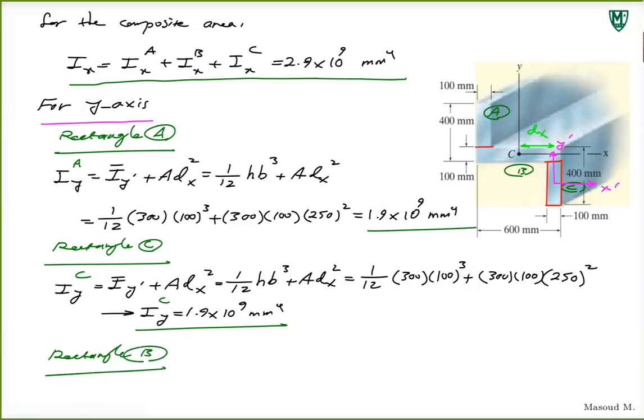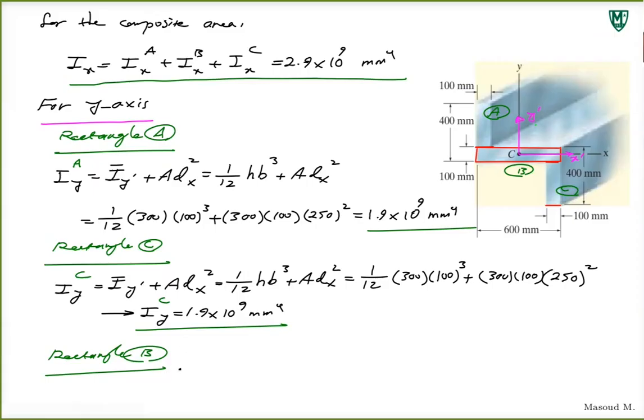Right? And that's the rectangle B. Clean things up. This was the rectangle C. And then I'm going to cut this from here. This would be rectangle B. And the axes passing through the centroid are exactly the axes for the composite area. This is x prime, y prime, right?